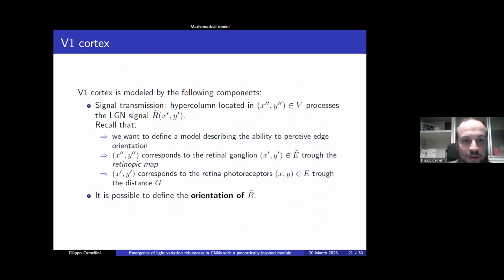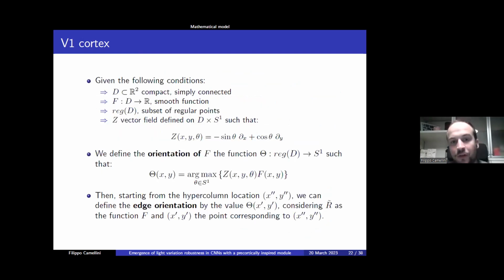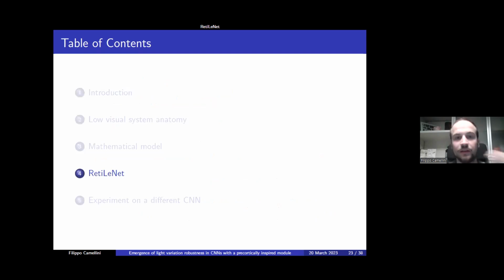And essentially, if we define the concept of orientation of a function on a compact simply connected set, we can think that the edge can be identified as the orthogonal direction with respect to the gradient direction. So this is a sort of directional derivative, and performing the argmax, we find the orthogonal direction to the gradient direction. So in an image, this represents an edge orientation. Here, the function f is essentially the function f tilde, that is the electric signal that arrives from the ganglionic layer. So I will describe briefly the retinal net.